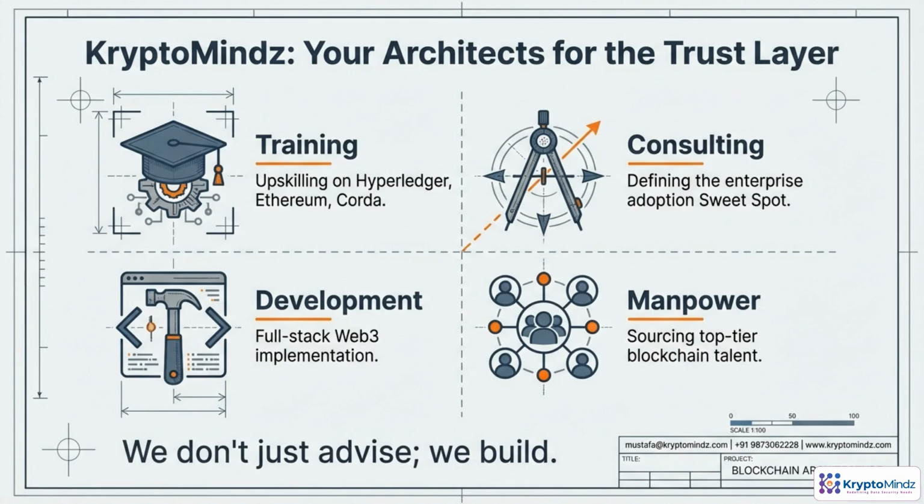By now, you've seen how the trust layer is designed, governed, and integrated. The remaining question is execution. How do you actually make this real in your organization? That usually means addressing four gaps at once.